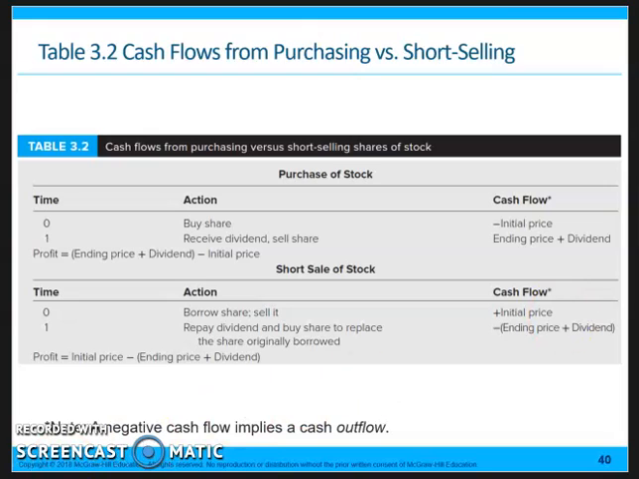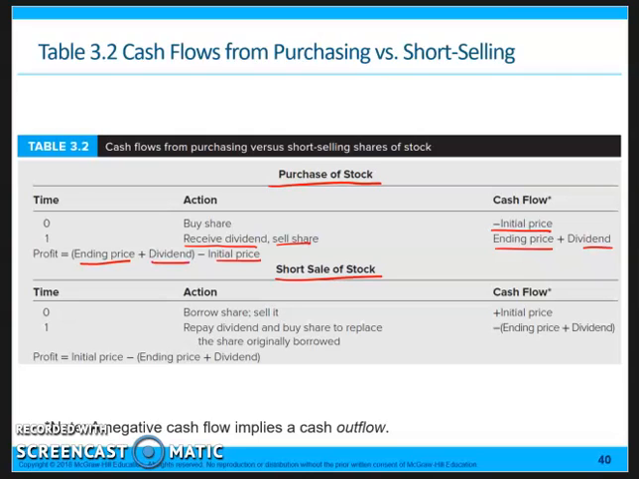Okay, this Table 3.2 compares purchasing a stock to a short sale. This is a one period example. With purchasing a stock, you buy it at the beginning of the period, so you're out the initial price. Then say you receive a dividend and you sell the share. So you're going to receive the ending price plus the dividend. Your profit is the ending price plus the dividend minus the initial price.